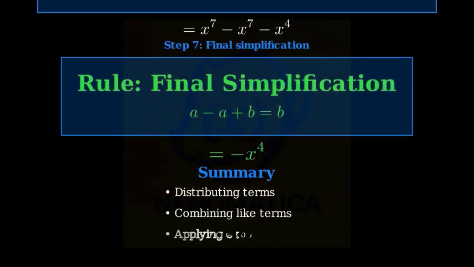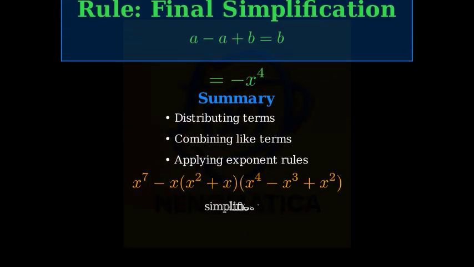We've simplified the complex expression x to the seventh minus x times the quantity x squared plus x times the quantity x to the fourth minus x cubed plus x squared, and found that it equals negative x to the fourth. This process involved several key algebraic techniques: distributing terms and using the distributive property, combining like terms, applying exponent rules. These techniques are essential for simplifying complex polynomial expressions.